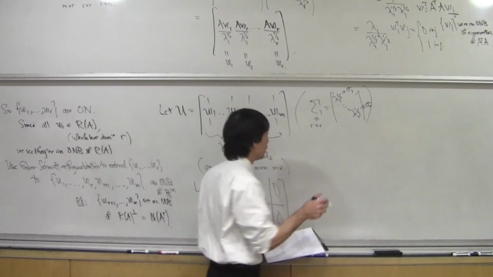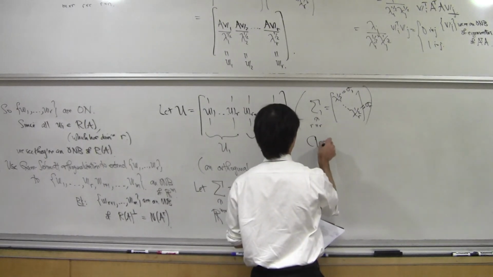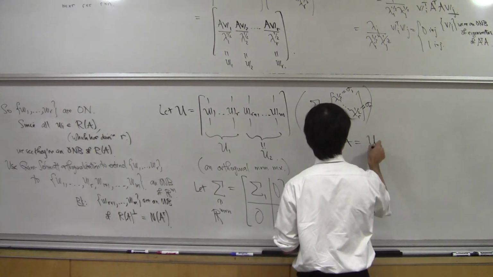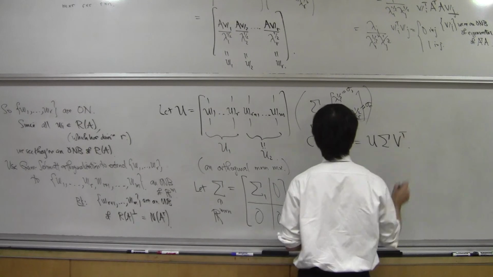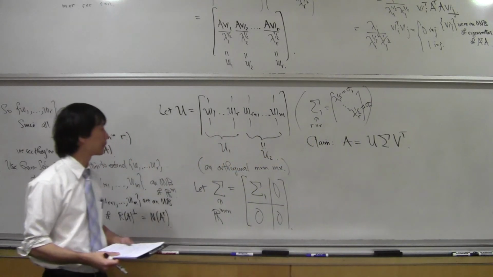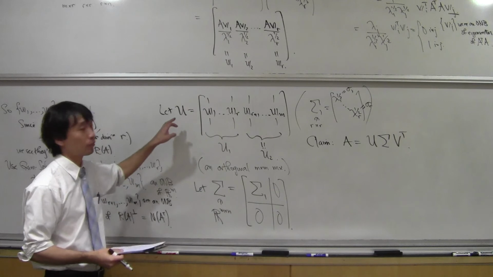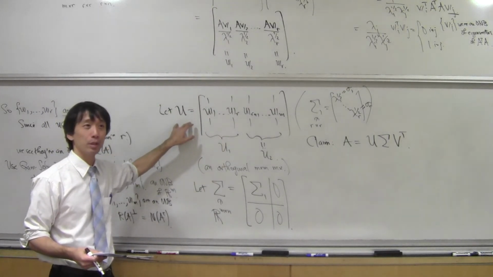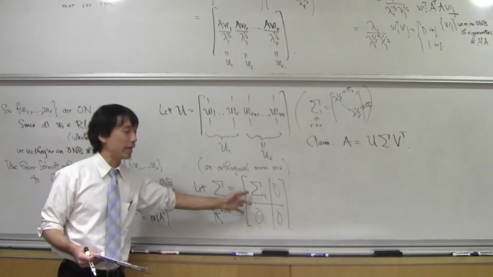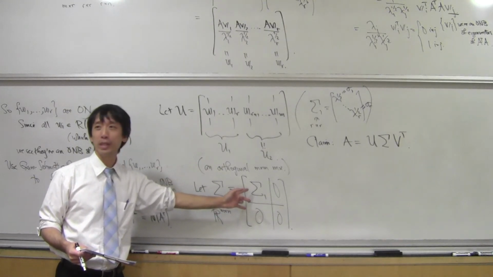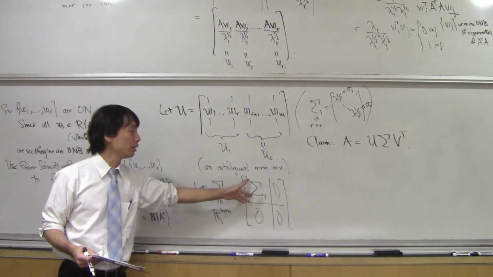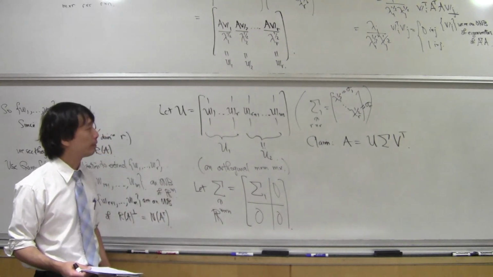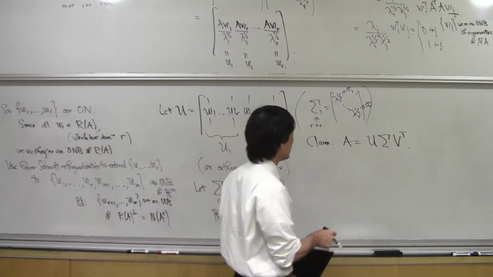Okay, so claim that A actually is U sigma V transpose. We have our V from before. We've just finished making the U, and we make our sigma just by fattening out the sigma 1 so that it's the right size. It was R by R. We now make it m by n. Okay, so let's see that that works.